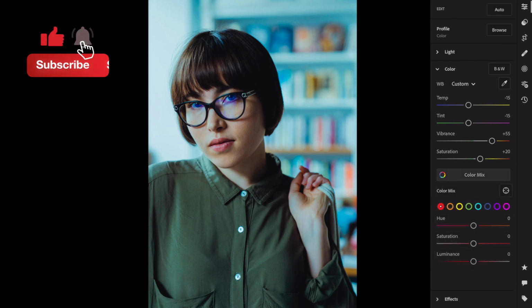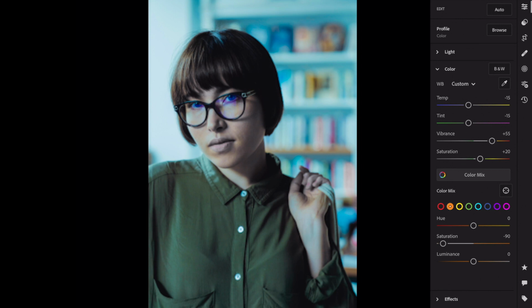Open color mix. Red, saturation, minus 90. Luminance, plus 55. Orange. Saturation, minus 80. Luminance, plus 55.